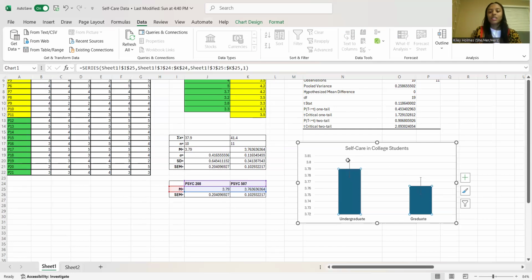And the error bars indicate, like you can see the difference for both of the two bars in the graphs.